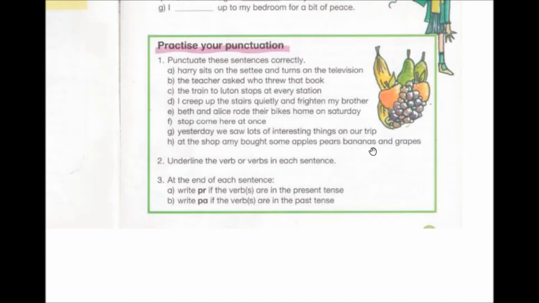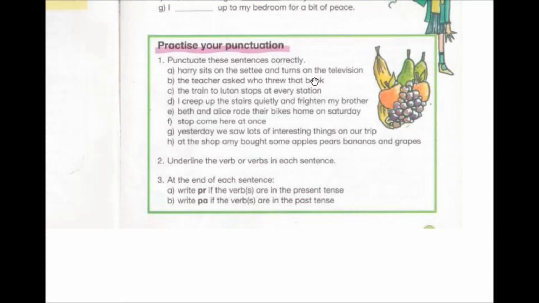Okay, finally, practice your punctuation. You know I'm a big fan of punctuation. Punctuate these sentences correctly. What we're going to do here is we're going to do letter A for 1, 2, and 3. Okay? So the first thing is to punctuate the sentences. Capital H, Harry sits on the settee and turns on the television. Full stop. Easy. Part 2, underline the verb or verbs in each sentence. So Harry is doing 2 things. He's sitting and he's turning on. Okay, so underline sits and turns on.